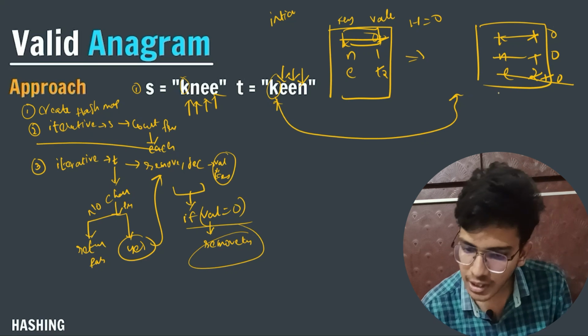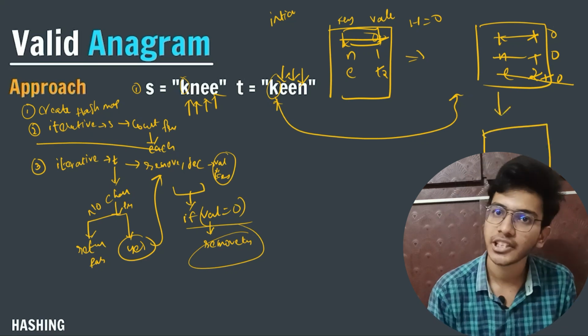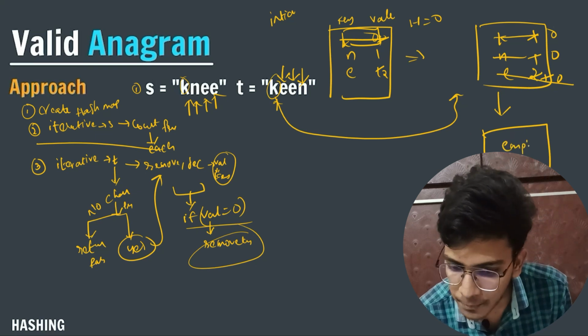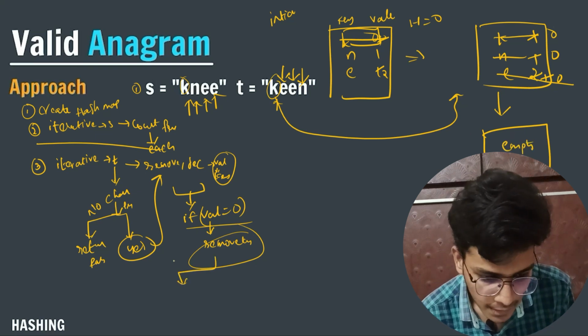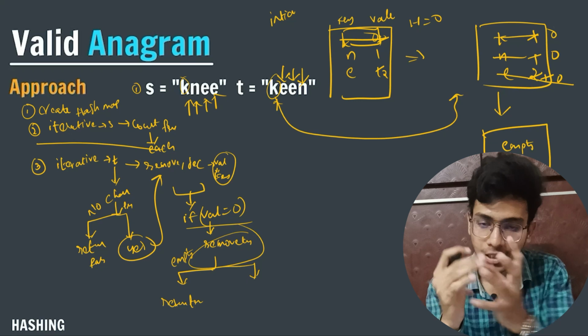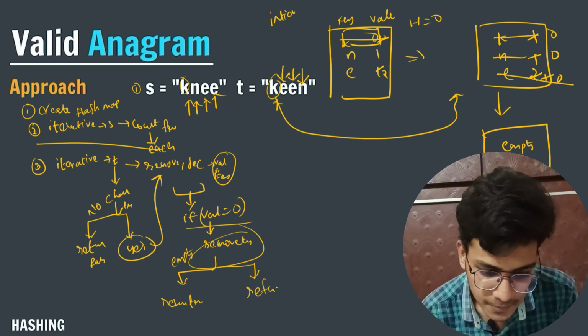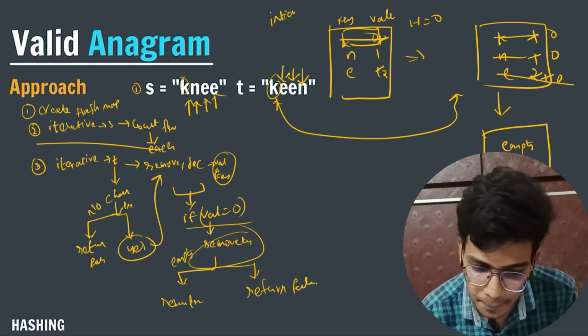Now you can observe that after deleting all the elements, my hash map is empty. If my hash map is empty, then I will return true. If it is not empty, there are still some elements left, then I will return false. This is the basic approach.